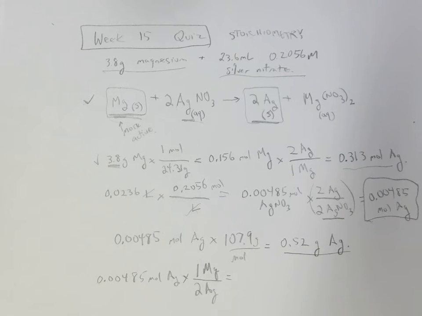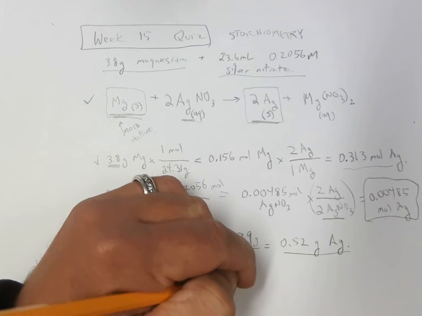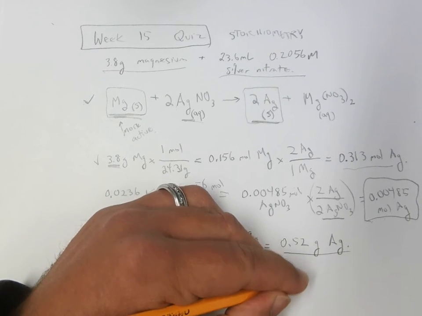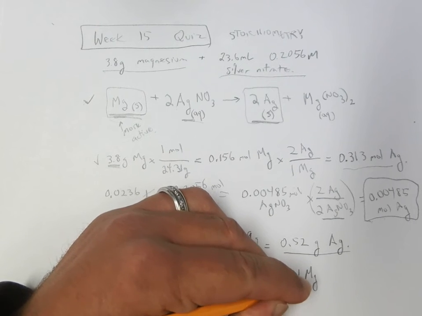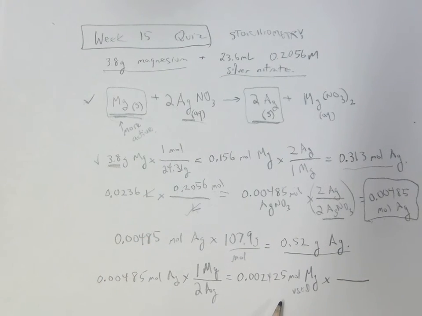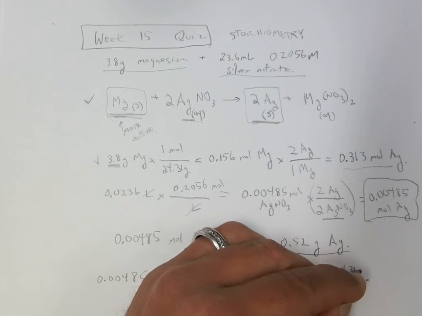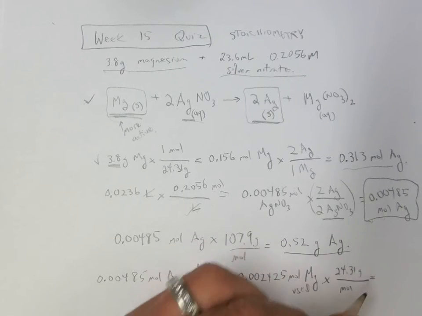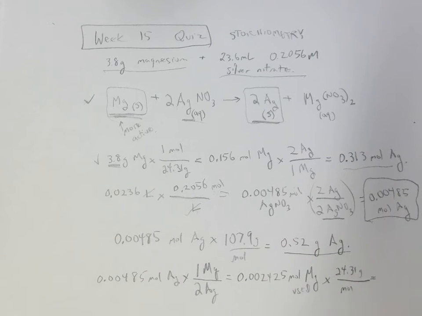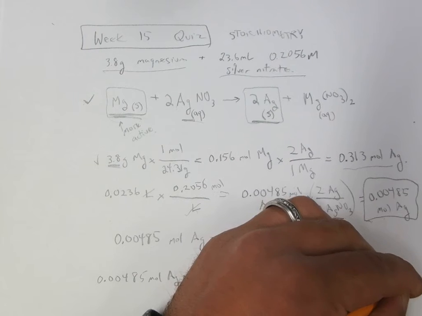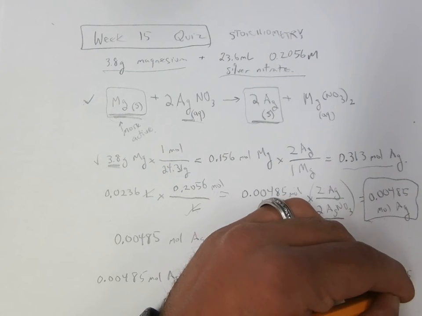So 0.00485 divided by 2. So I'm going to use 0.002425 moles of magnesium would be used. And then if we want to know the mass of the magnesium used, we multiply by the molar mass, 24.31 grams per mole. And we get 0.05895 grams of magnesium used.